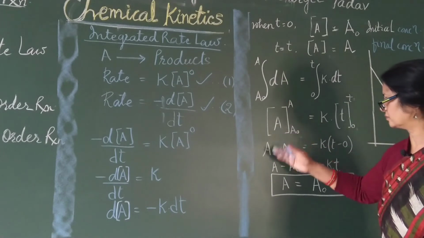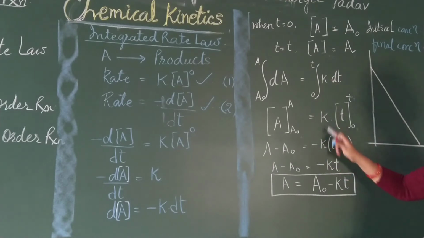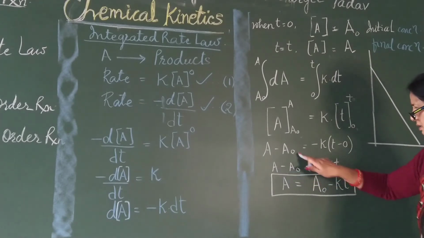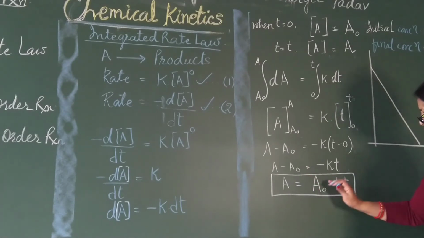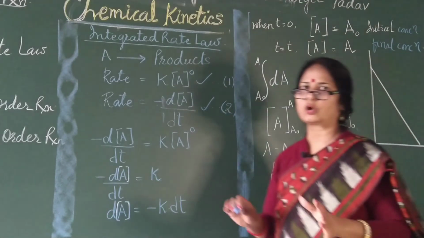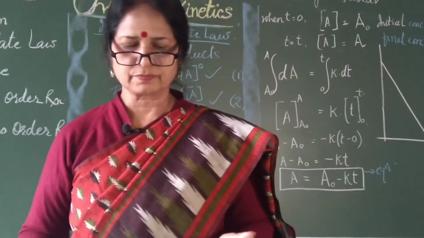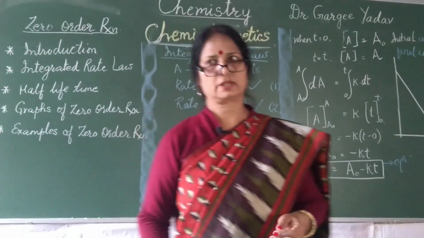So when we solve it, it is very simple calculus. A minus A0 will be equal to minus K into t minus 0. So this comes out to be A minus A naught is equal to minus Kt. The 0 we have removed. A slight rearrangement over here, and what we get is A is equal to A naught minus Kt. This equation is known as the integrated rate law equation, because we have derived it by integrating the rate law. So it is known as the integrated rate equation.